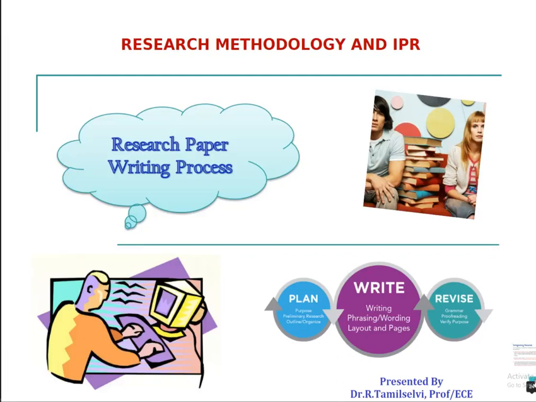Today we are going to see a topic: how to write a research paper and what are the processes involved in writing a research paper. This is a very important topic in the research methodology course. When we start thinking about writing a research paper, there are three main phases involved. First phase is the plan phase, second phase is the write phase, third phase is the revise phase.